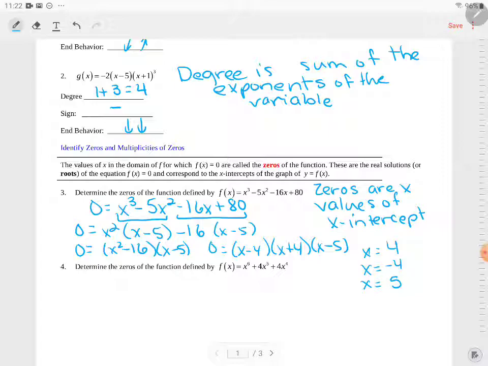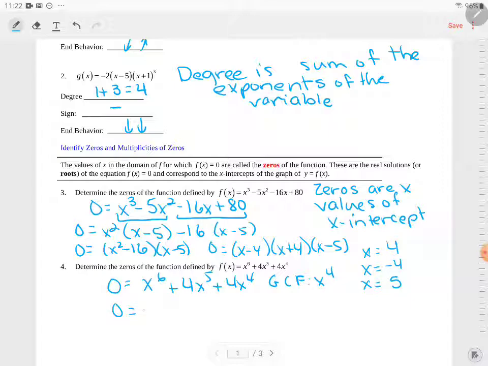Okay, so number 4, determine the zeros of the function defined by x to the 6th plus 4x to the 5th plus 4x to the 4th. So again, 0 is equal to x to the 6th plus 4x to the 5th plus 4x to the 4th. So anytime you have a polynomial, you always want to look for a GCF, greatest common factor. So if you notice here, the coefficient of x to the 6th is 1. So our GCF is going to be x to the 4th. It's the variable with the smallest exponent.